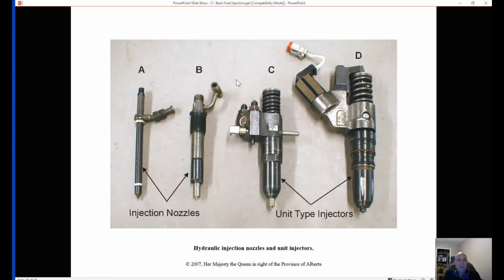So those are the different types of systems that we're going to take a look at in the next couple of weeks. And that's it for basic fuel injection.